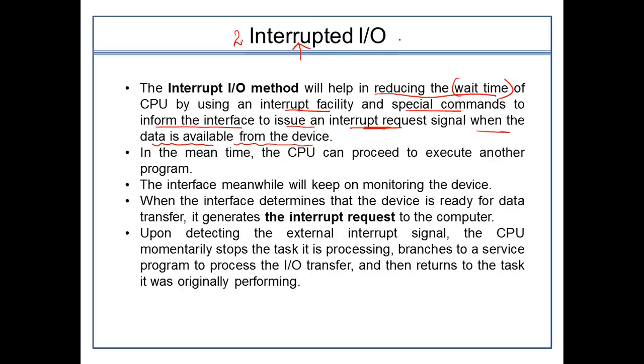The rest of the procedure will remain the same as that of the programmed input output data transfer. The only thing is that we have added this interrupt facility. So this is the basic point. Upon detecting the external interrupt signal, the processor or the CPU momentarily stops the task it is processing, and now it is using the BSA instruction here. It branches to a service program to process the IO transfer.